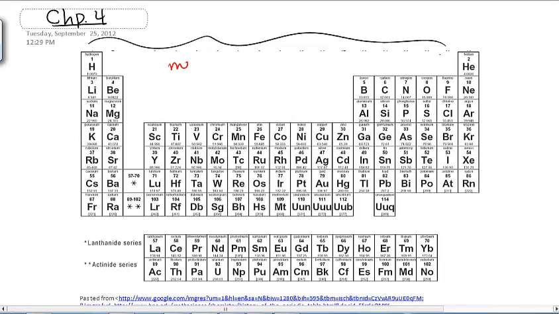For example, where are the metals located? Where are the nonmetals located? And hopefully you can answer that question at this point in time. And also, for example, where are the metalloids located?